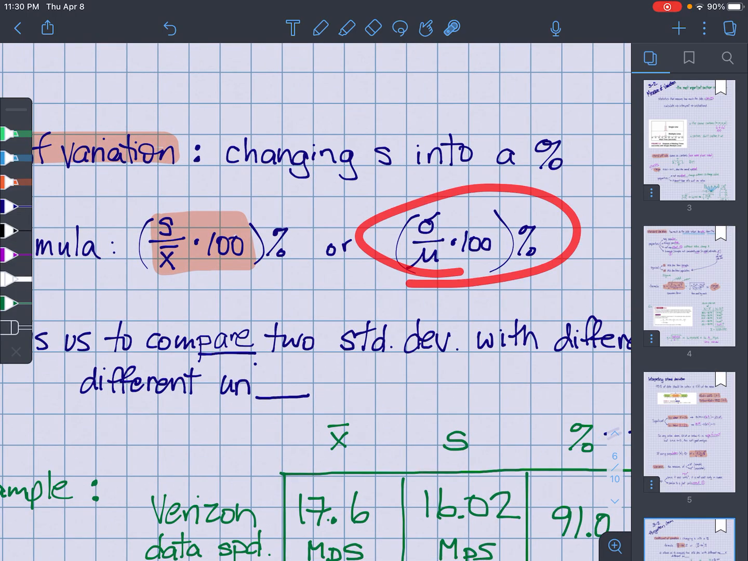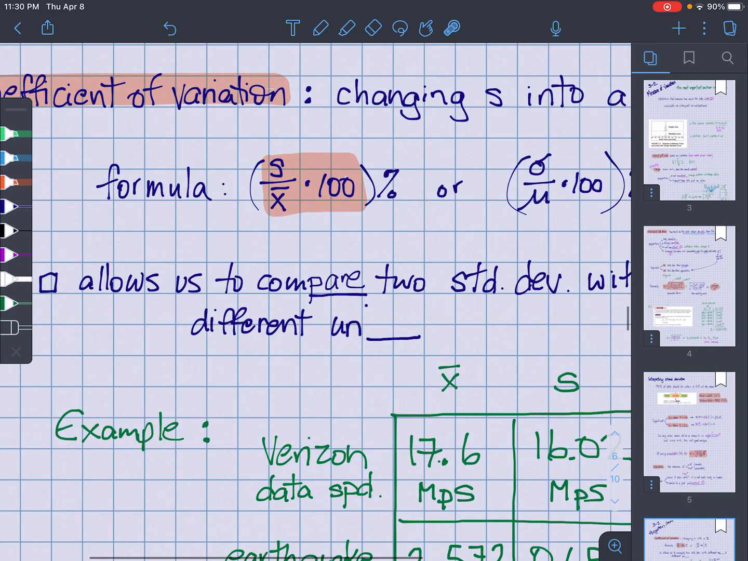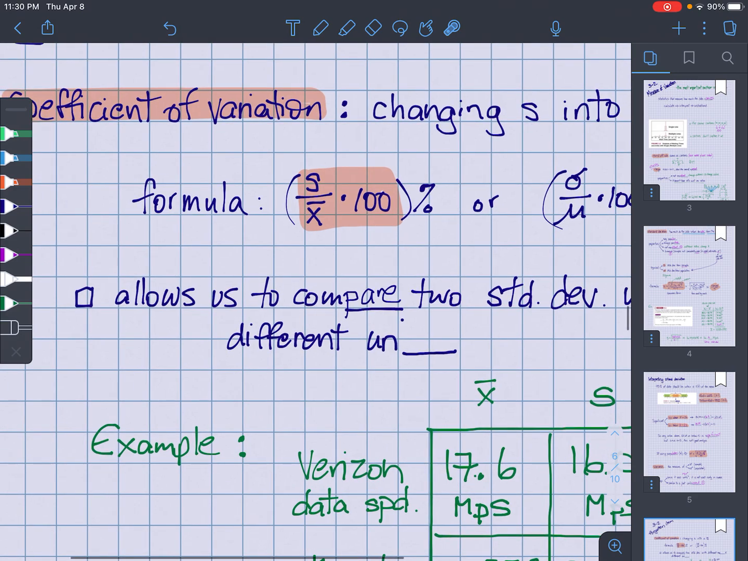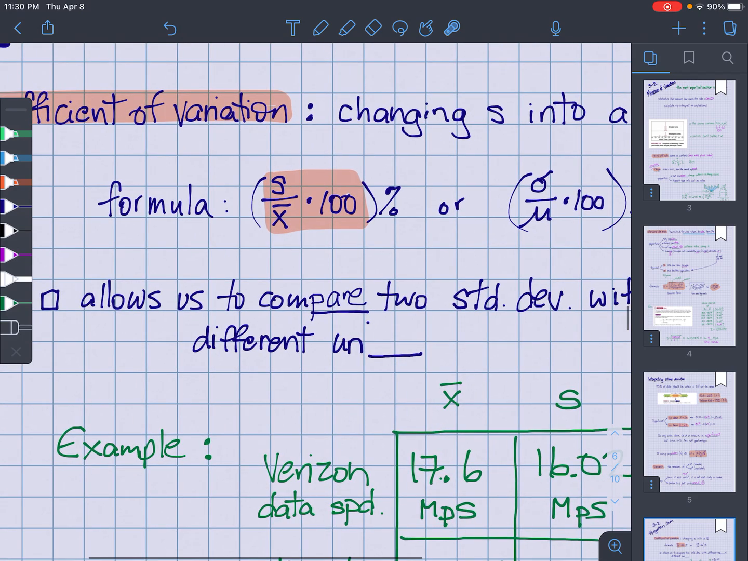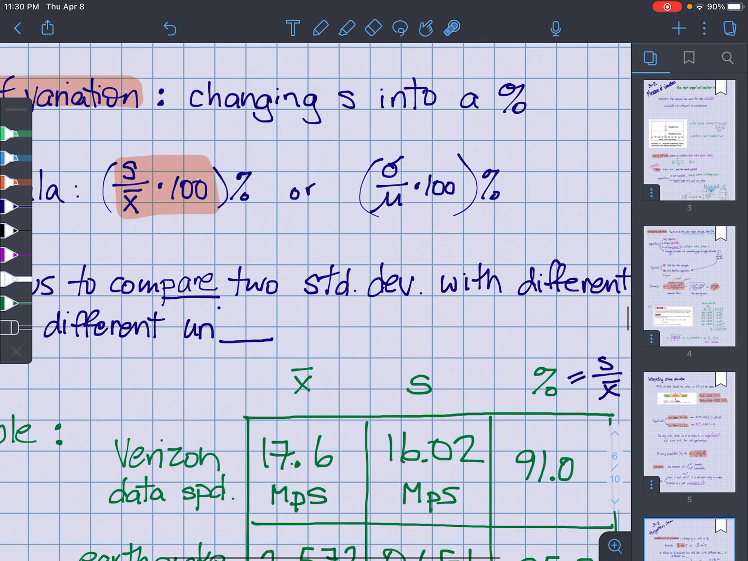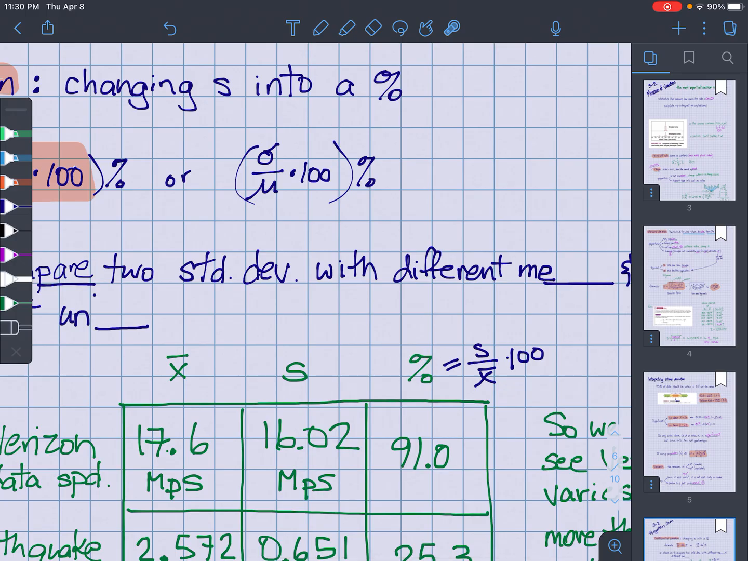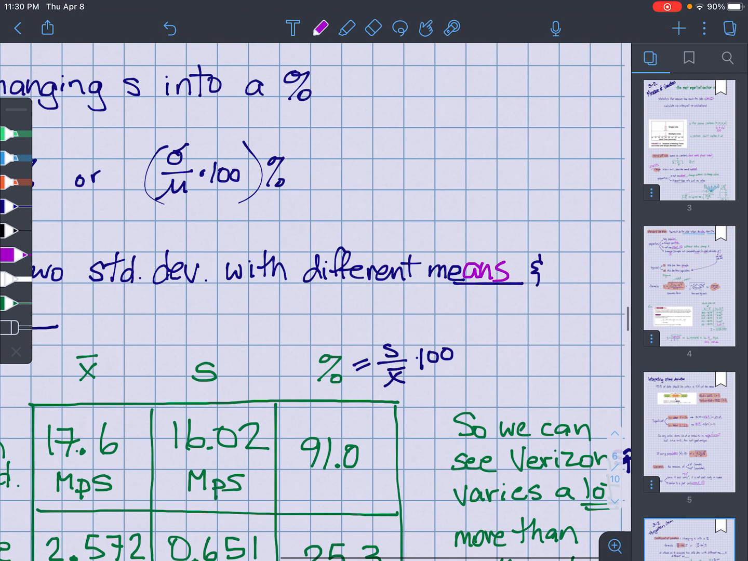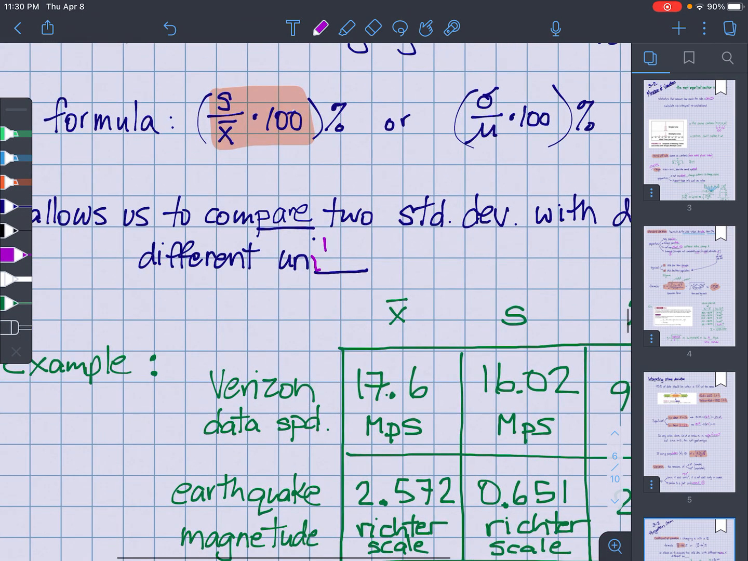You don't need, I don't think, this one. It's, again, the same thing, only with those other variables. What does the coefficient of variation do? It allows us to compare two standard deviations with different means and different units.